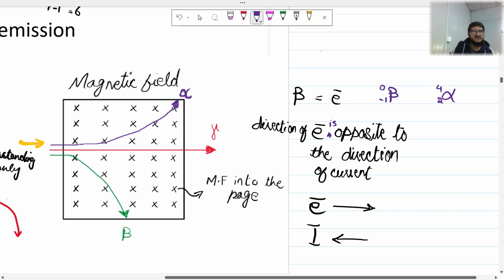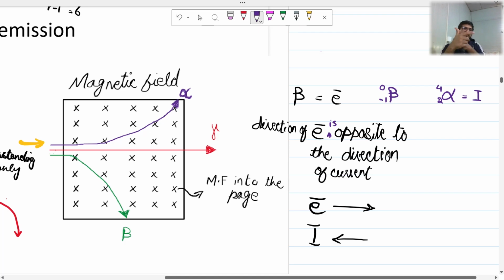Now, in this way, the electron and your beta are the same, so it means that the direction of the electron and the beta are going to be the same, while the direction of the beta and the alpha are opposite to one another. So yes, it means that our alpha is actually acting like a current. Okay, its direction will be like the current, and the direction of the beta will be like the electron.